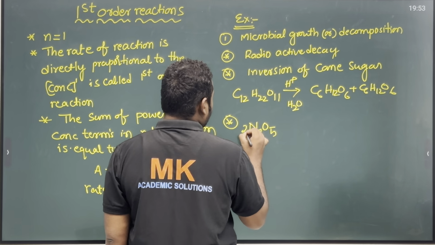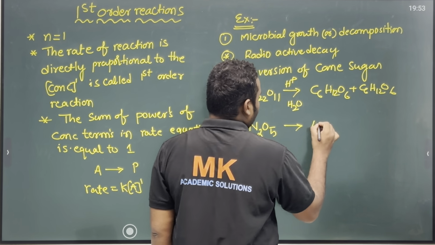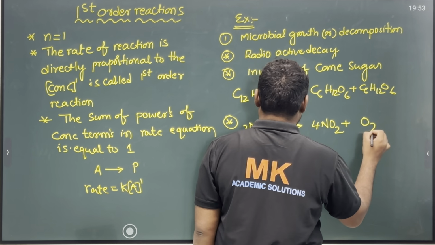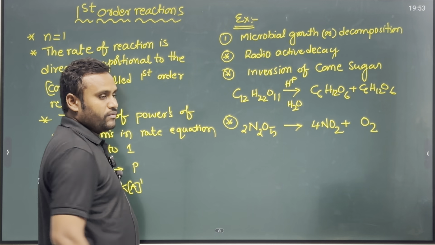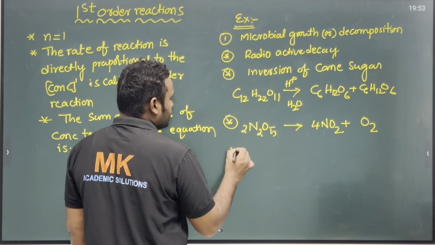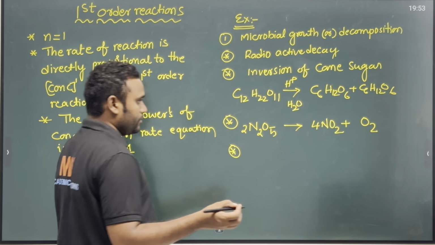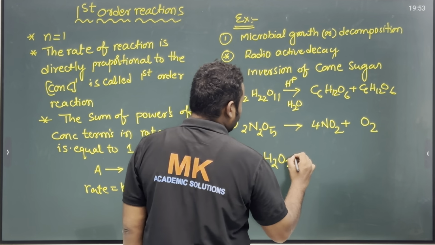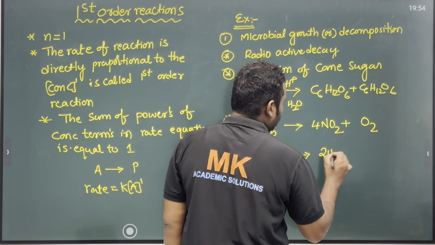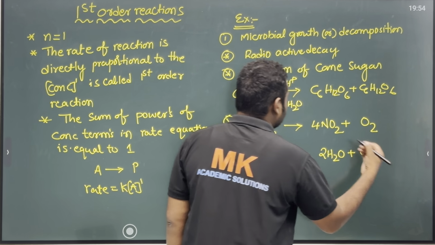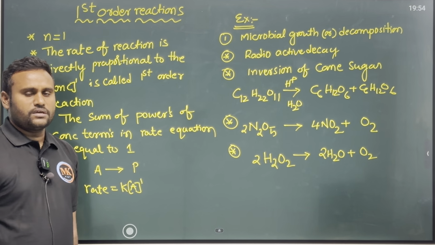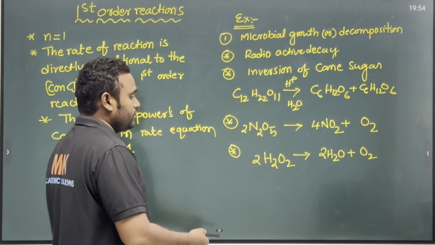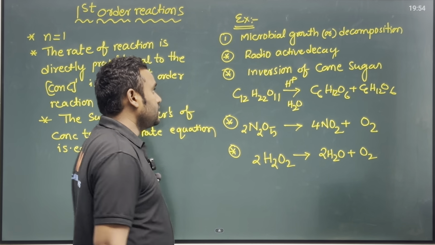And decomposition of N2O5 also: 2N2O5 gives rise to 4NO2 plus O2. This is also an example of first order reaction. And decomposition of hydrogen peroxide, 2H2O2 gives rise to 2H2O plus O2, is also an example of first order reaction. And you can take decomposition of ammonium nitrate.